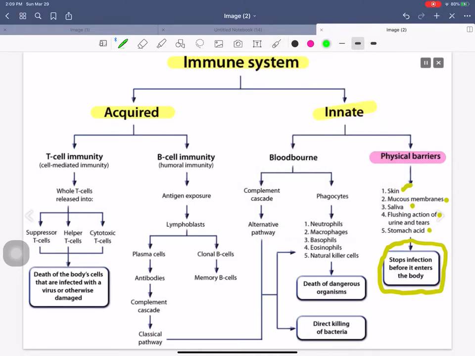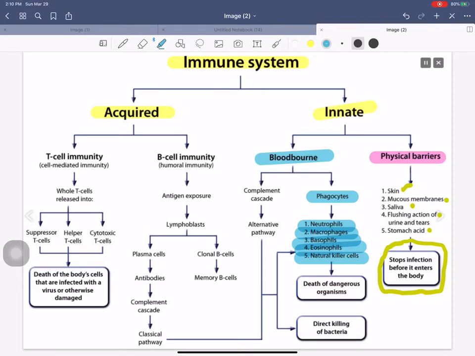The other part that we could look at when we talk about the innate would be the blood-borne components. So now we're starting to talk about a whole host of things. We have a number of cells that do phagocytosis. And under there we have things like the neutrophils, the macrophages, the basophils, the eosinophils, and a group of cells called the natural killer cells. And their main goal is basically to kill the dangerous organisms.